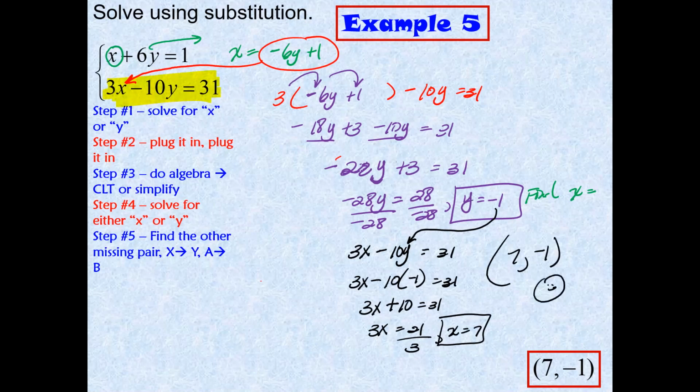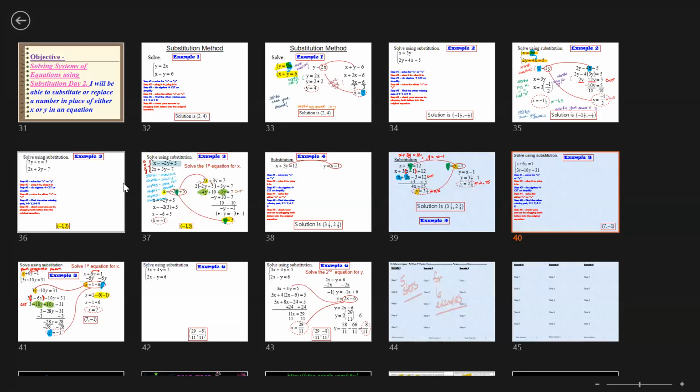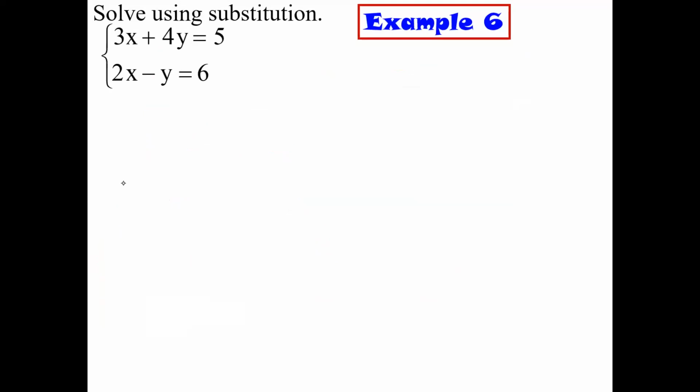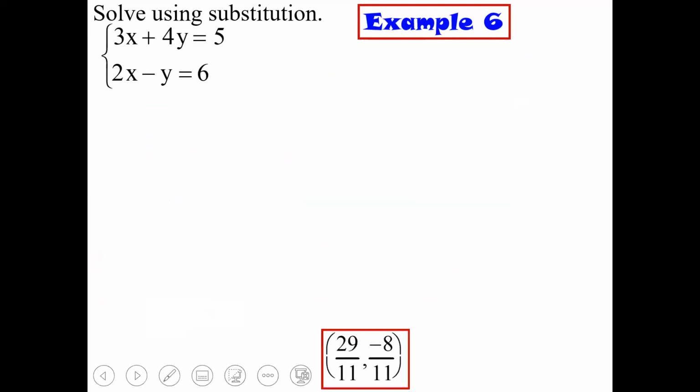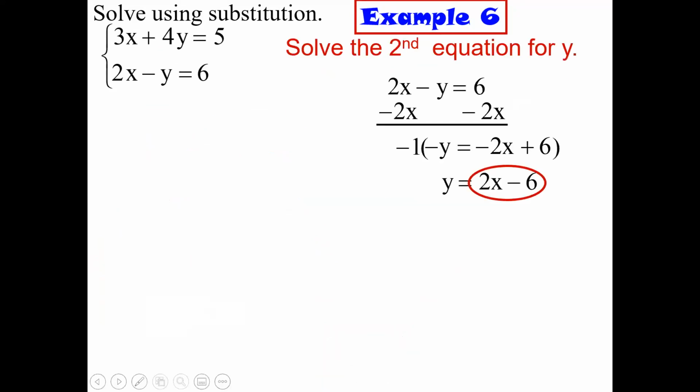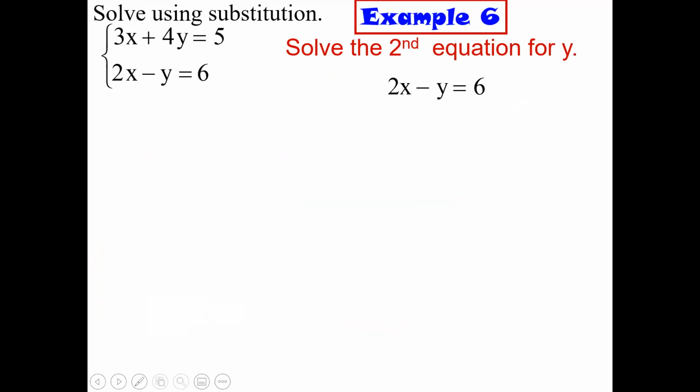Good job. If you look at your guided notes, you have one more example. I'm going to have you guys take a look at this one for example 6. Pause the video and try it on your own. Go ahead and take a look at the steps that I have here.